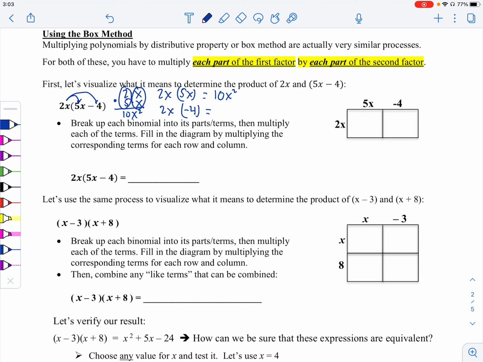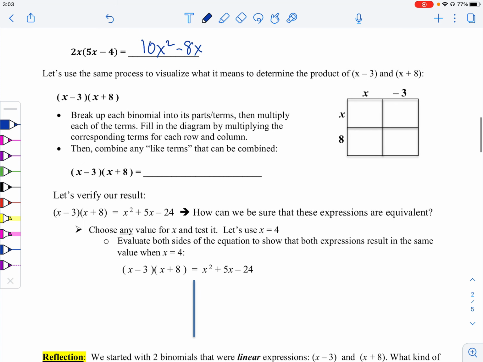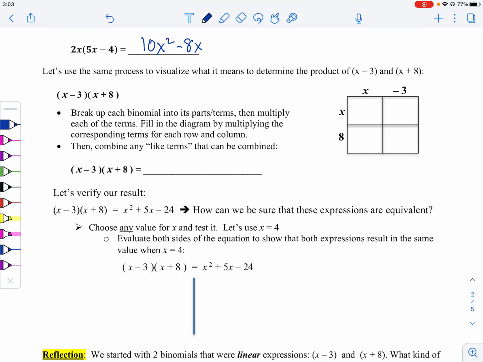The next one, right? We multiply 2 times negative 4, we get negative 8, and only 1x, so we just put 1x. Right, so those are our two terms, 10x squared and negative 8x, using a box method. Right, so that's just going to be 10x squared minus 8x, right, because of negative 8x. So we're going to apply that to binomials, right? So if we have our box method here, x times x, we have 2 x's together, so put x2, right, or x squared.